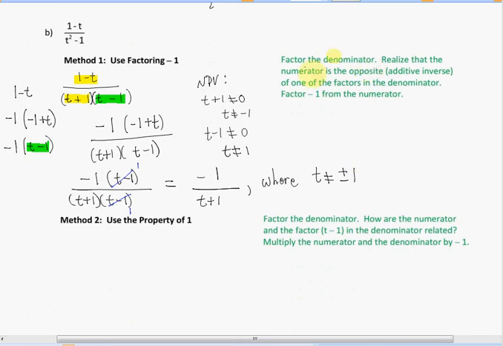Okay, now let's take a look over on the side here. We're going to factor the denominator. Realize that the numerator is the additive inverse of one of the factors in the denominator. Okay? So that means that 1 minus t is the additive inverse of what's in the denominator, which is t minus 1. All that means is that their signs are opposite, right? Where in this expression the 1 is positive, it's negative here, and where in this expression the t is negative, it's positive here. So when you see that, one of the ways that you can address it is to factor a negative 1 out of the numerator. Okay, that will make both of them the same binomial, the signs the same, right?